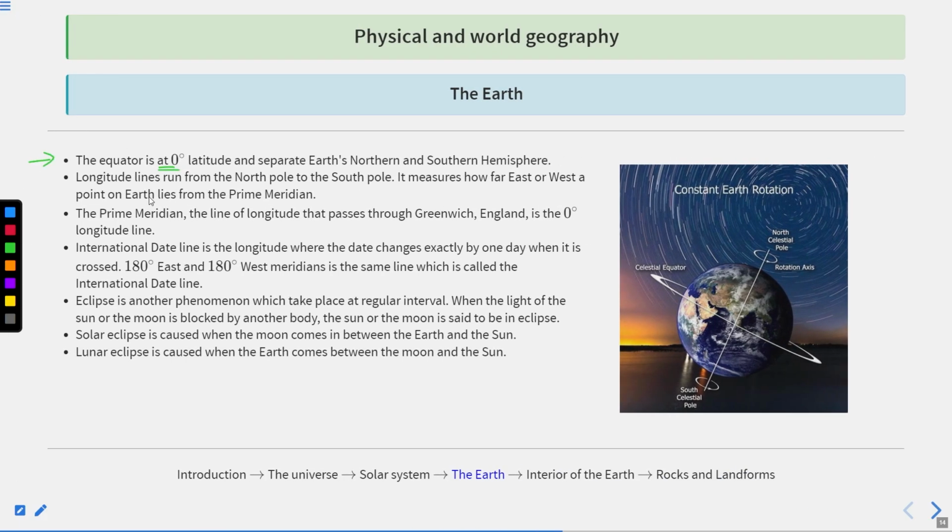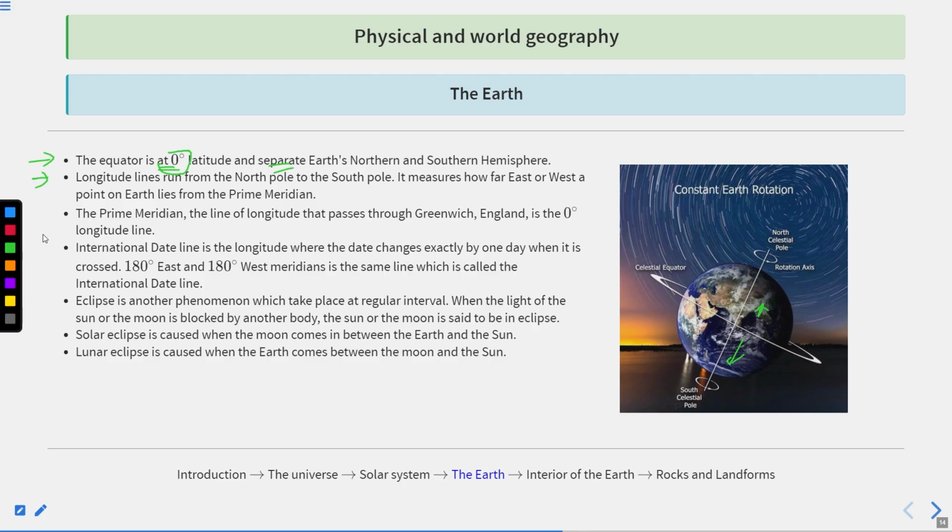Talking about the equator, the equator is at 0 degree latitude. Now you can see this is the line, and it separates the earth into the northern and southern hemisphere. The upper part is the northern hemisphere, the lower part is the southern hemisphere. Okay.